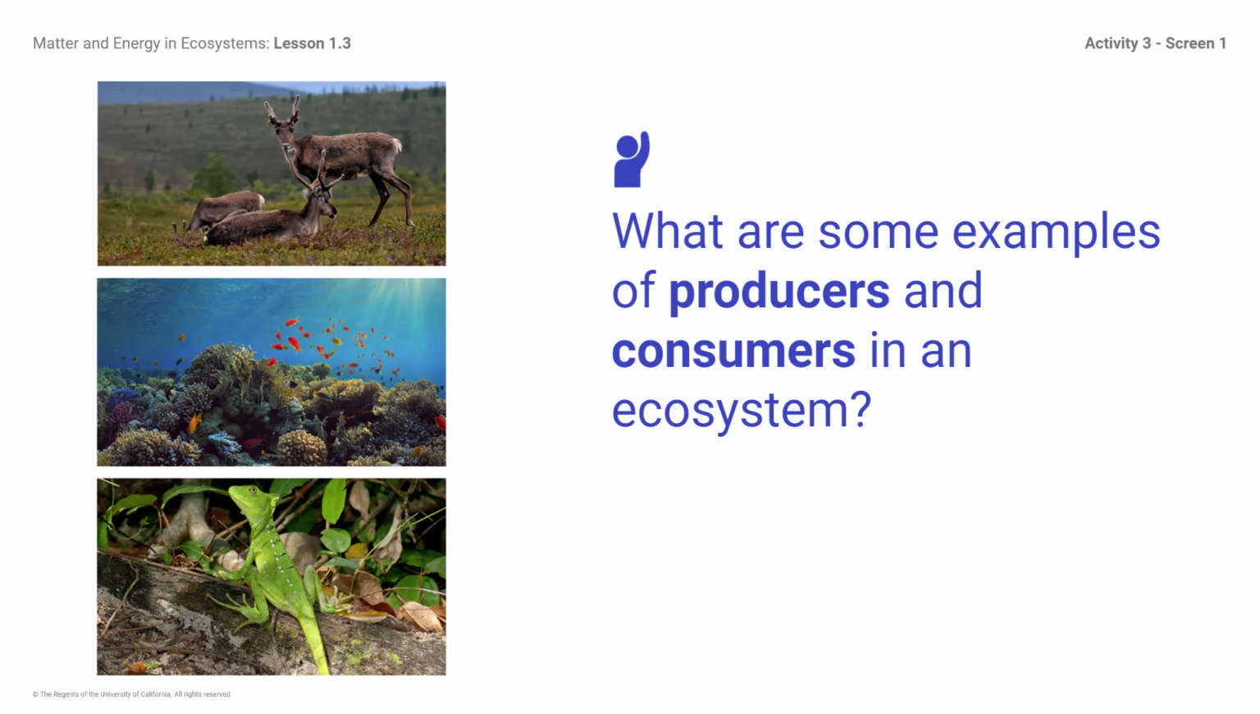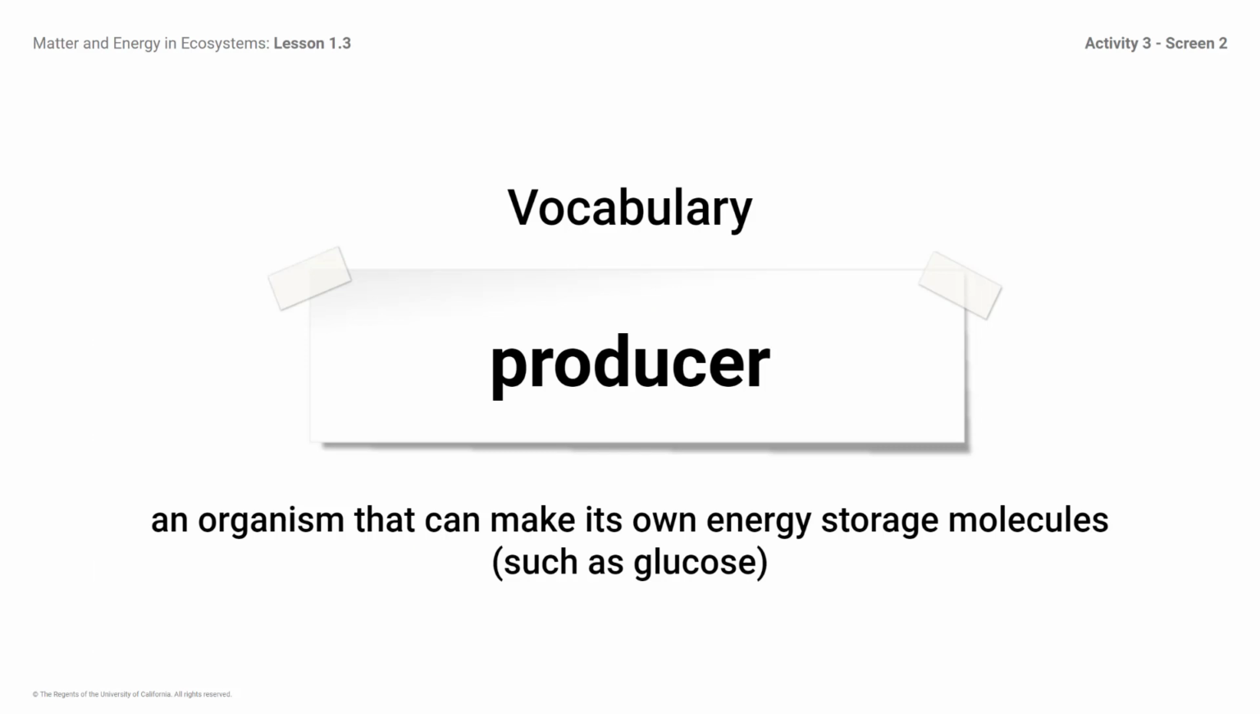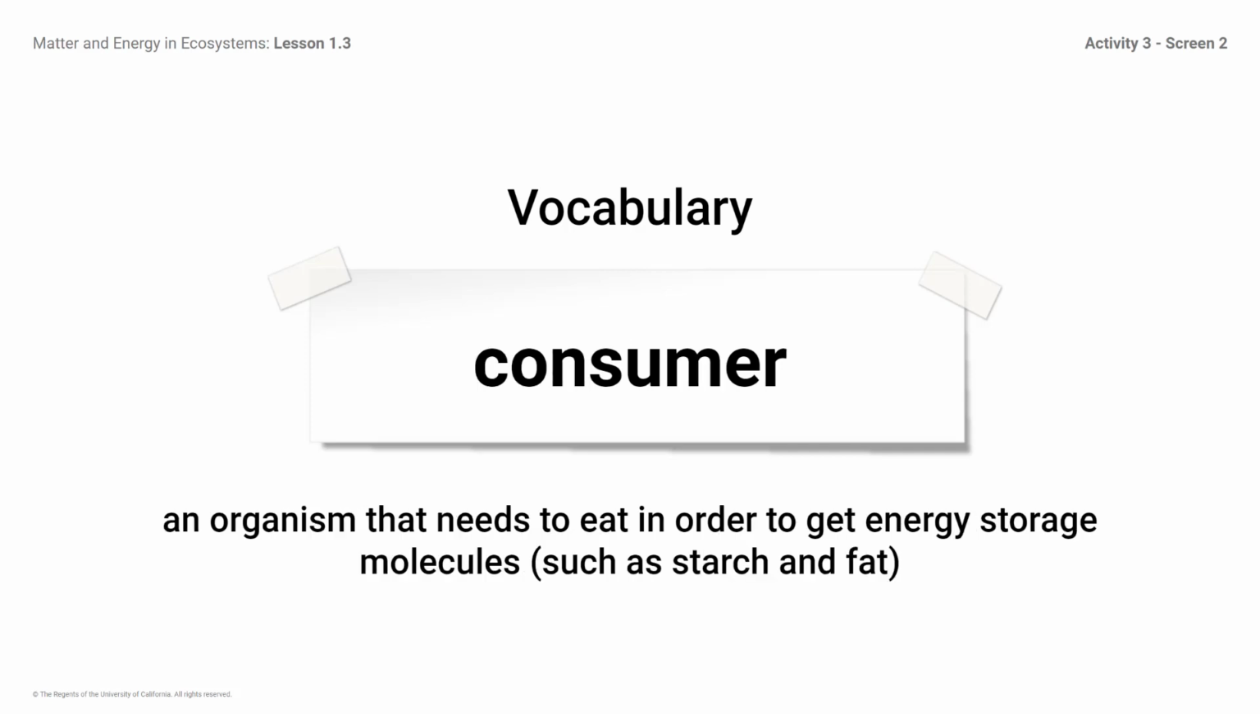What are some examples of producers and consumers in an ecosystem? Vocabulary. Producer. An organism that can make its own energy storage molecules, such as glucose. Vocabulary. Consumer. An organism that needs to eat in order to get energy storage molecules, such as starch and fat.